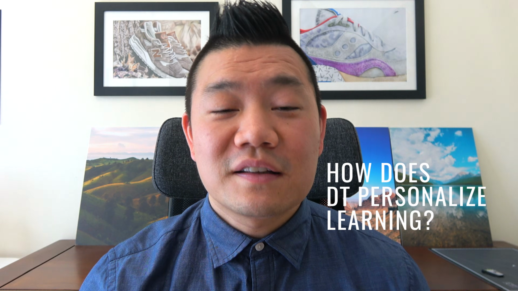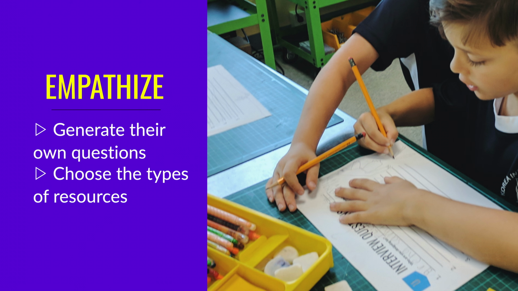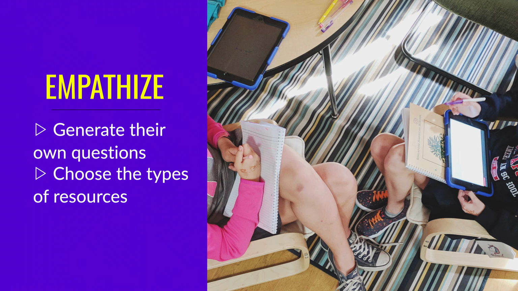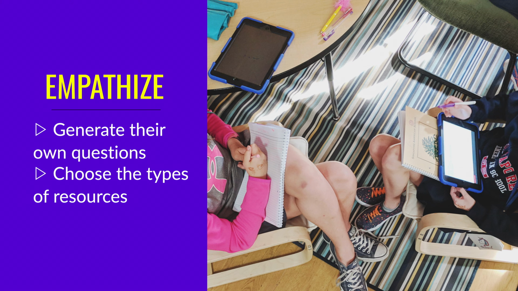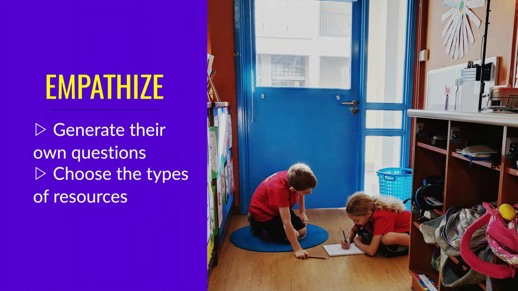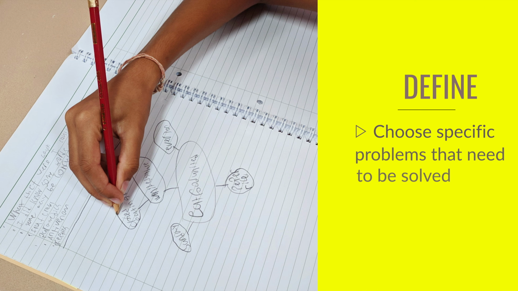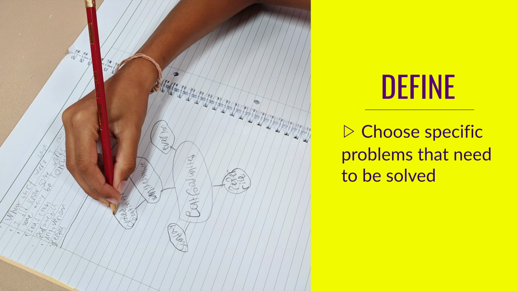So how does design thinking personalize learning? Well, it comes down to student voice and choice. In the empathize phase, students get to generate their own questions that they would like to ask during empathy work, or the questions needed to be answered during the inquiry process. Additionally, they get to choose the type of resources they use to obtain knowledge about the real-world challenge they are given. In the define phase, students get to choose specific problems that need to be solved.